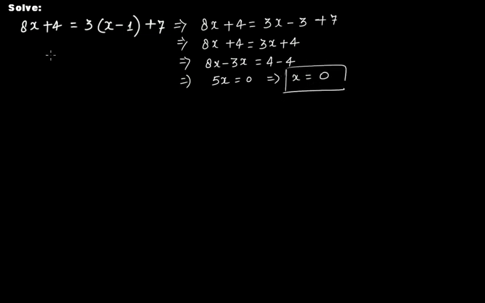If you want to cross check it, simply put the values here. 8 times 0 means 0. 0 plus 4 is 4. Here you have 0 minus 1 means minus 1. Minus 1 times 3 is minus 3, plus 7. You solve it, you get 4, right? So it means our answer is correct.